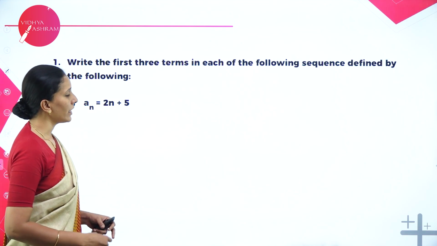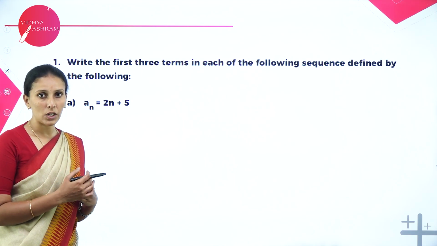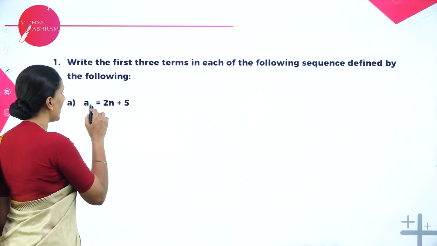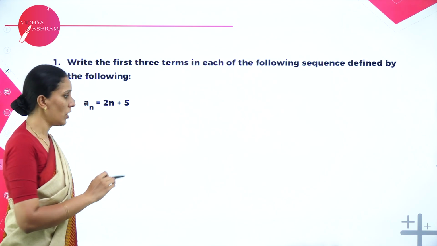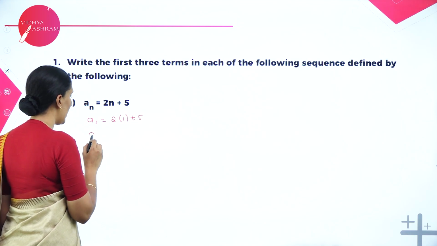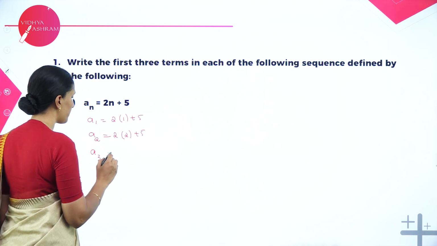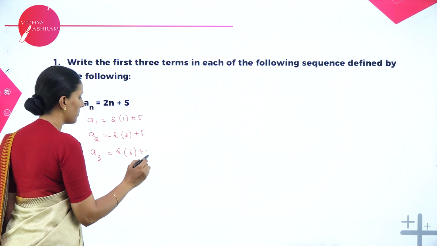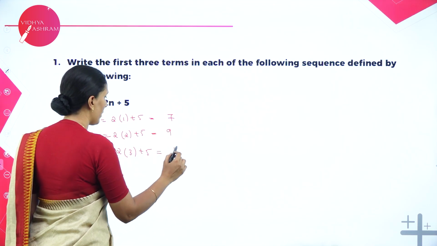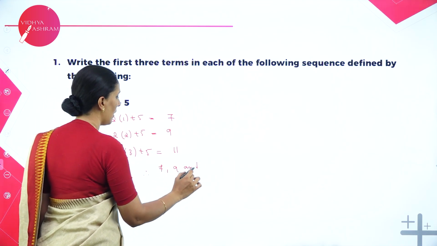Next, now we will take some general examples of a sequence and solve the problems. Write the first three terms in each of the following sequences defined by the following. Here they have given some examples of a sequence, and we are supposed to find the first three terms. Since n should always be taken from the set of natural numbers, we'll take a1: 2 into 1 plus 5. Next a2: 2 into 2 plus 5. Next a3: 2 into 3 plus 5. So the terms are 7, 9, 11. Therefore the first three terms are 7, 9 and 11.